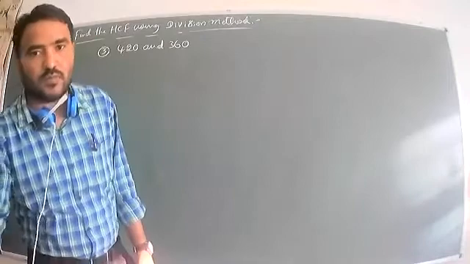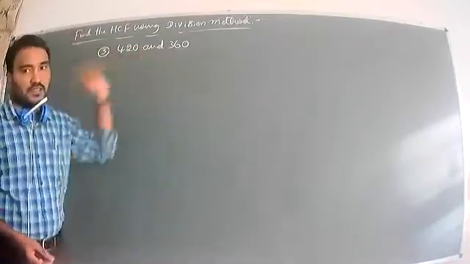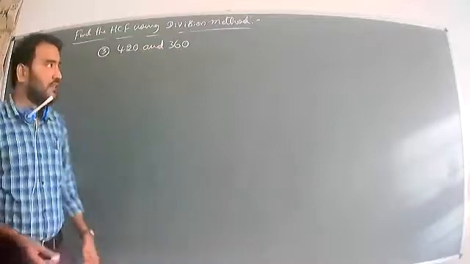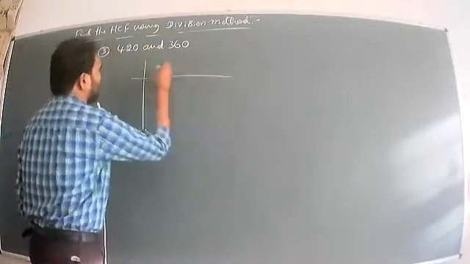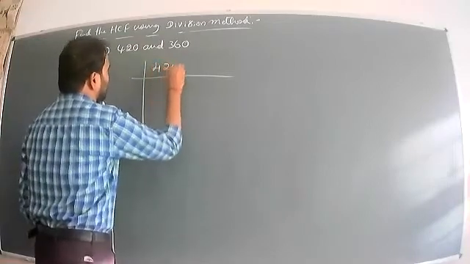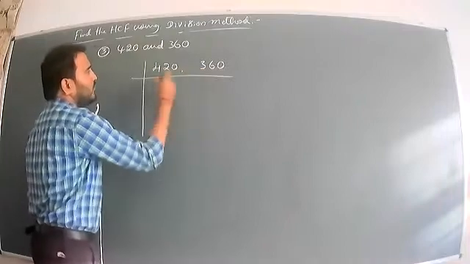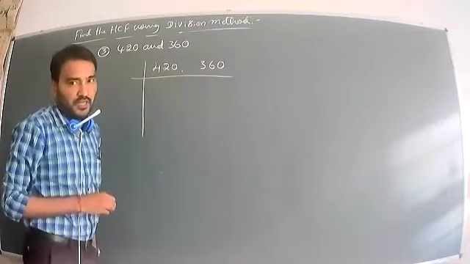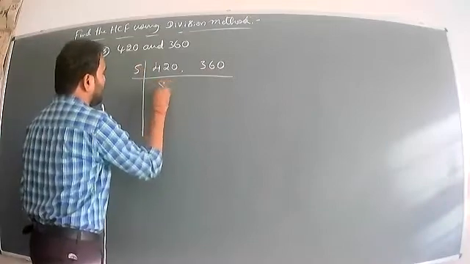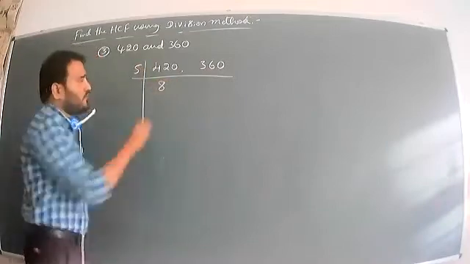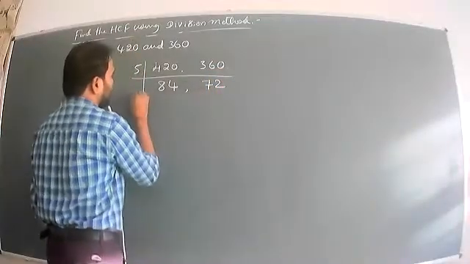Okay, now the number is 420 and 360. Let me divide the numbers. 420, 360. So the ones place is 0. We can divide by 5. 5 eights are 40, 5 fours are 20. Is it 10? 5 twos are 10.